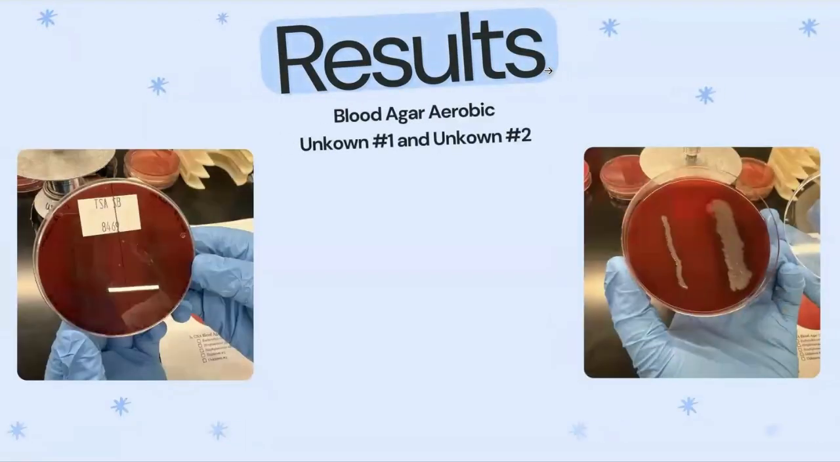On the blood agar aerobic plates, the unknown number 1 and number 2 both once again experienced growth. However, one was quite linear and thin compared to the other type of growth that was pictured on the right side of the plate on the right photo, which was the unknown number 1. And this one had a thicker, linear growth.